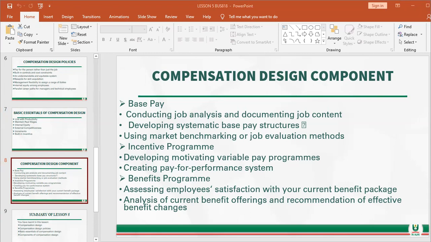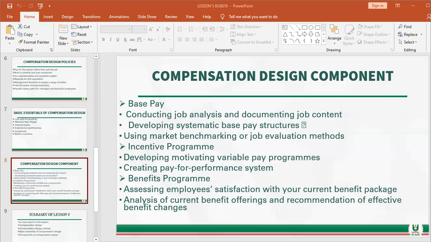So for job analysis, you will need to know specifically the kind of job, the contents of what the person you intend to hire will be doing for the organization. You need to determine the activities, the responsibilities, and all that. So that's what job analysis actually entails. So conducting a job analysis and documenting that job content is one of the considerations under base pay.